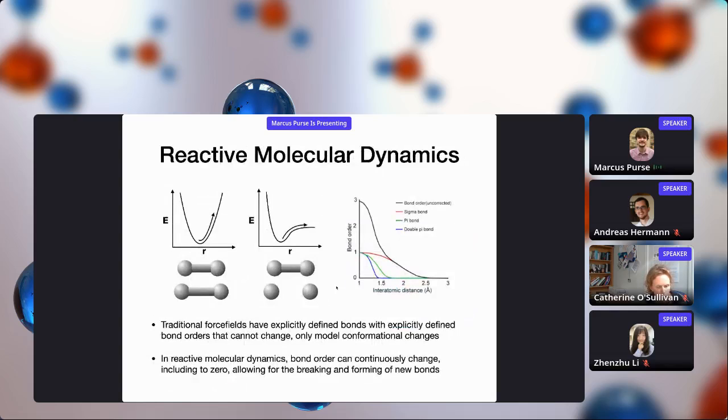So what's reactive molecular dynamics? Well, with traditional molecular dynamics force fields, you have explicitly defined bonds and bond orders. They have harmonic character and they're parameterized, but the bond orders can't change. With reactive molecular dynamics, bond orders can change because they're a function of the environment of the atom and the interatomic distance. So throughout the simulation, you can have bonds being created and broken, which is very useful if you want to model any process where a lot of chemical reactions are taking place.